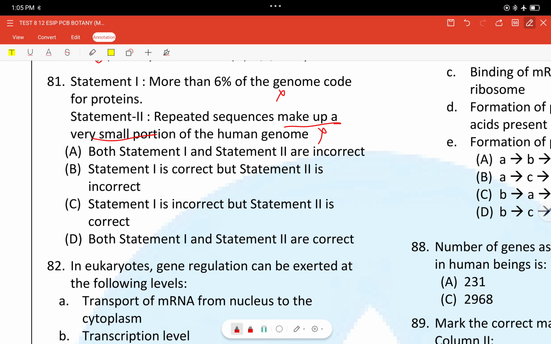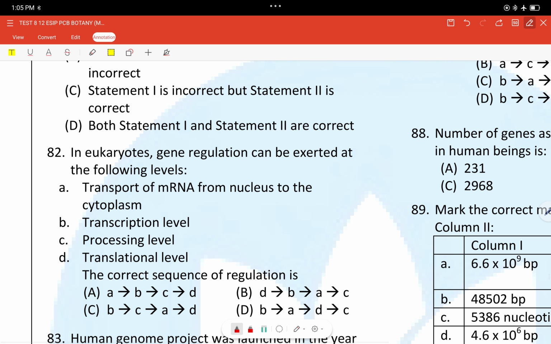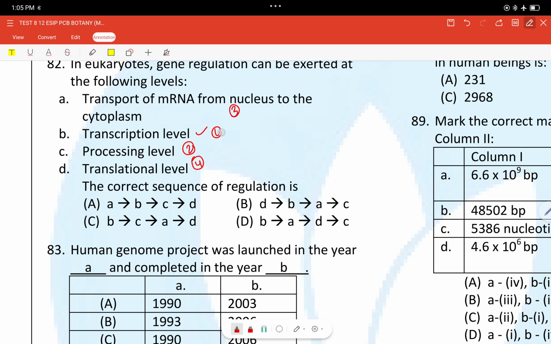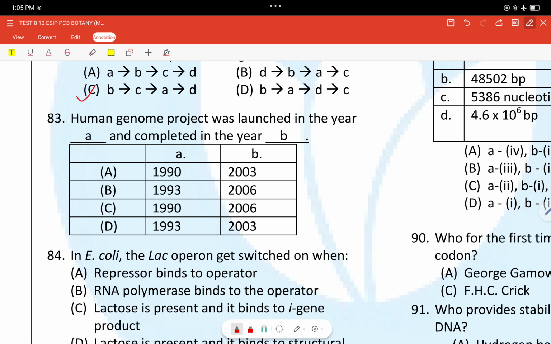Answer is A. In eukaryotes, gene regulation can be exerted at the following level. It is transcriptional level, number 1, then processing level, number 2, and transport of mRNA, number 3, and this is 4th. So answer is B, C, A, D. C. Human Genome Project was launched in the year 1990 and ended in 2003.